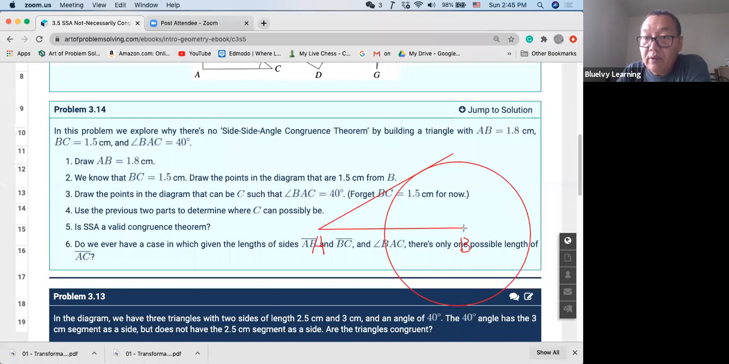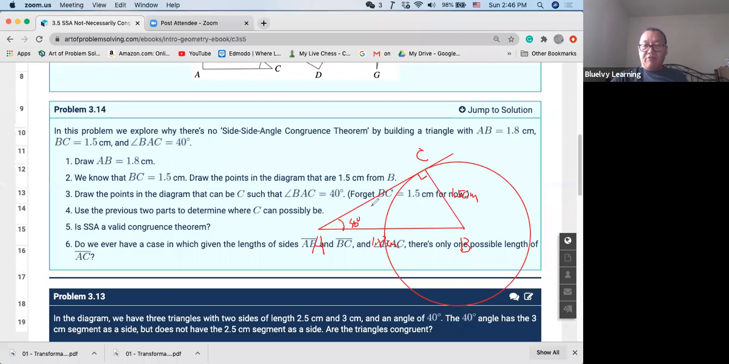So then you can draw it. That means this angle is a right angle. This one is C. Suppose this one is 40 degrees, this one is 1.5 centimeters, and this one is 1.8 centimeters. Something like this. If you ask, do we ever have a case? Yes, we have a case. That's a right triangle, where, given the lengths of AB and BC, there's only one possible length of AC.